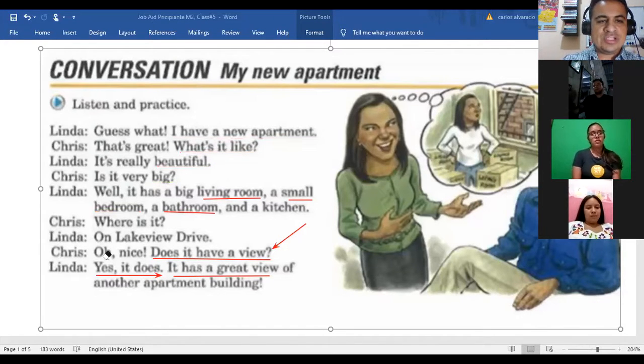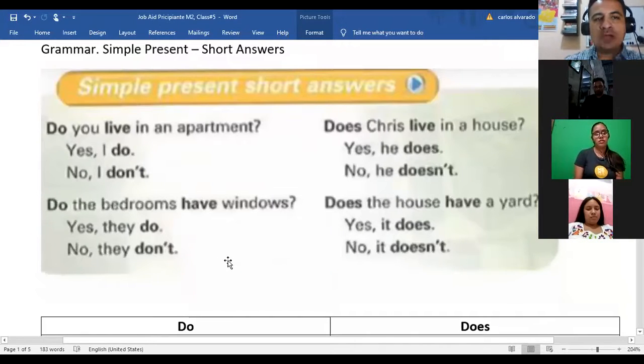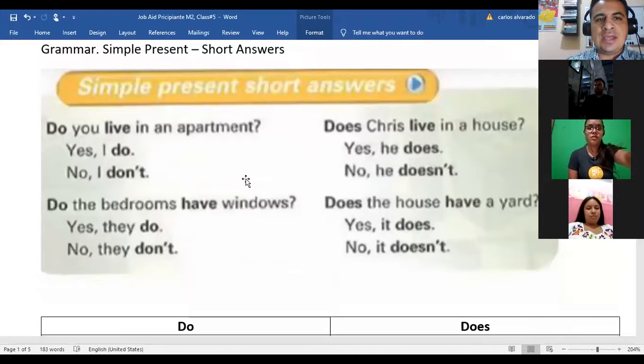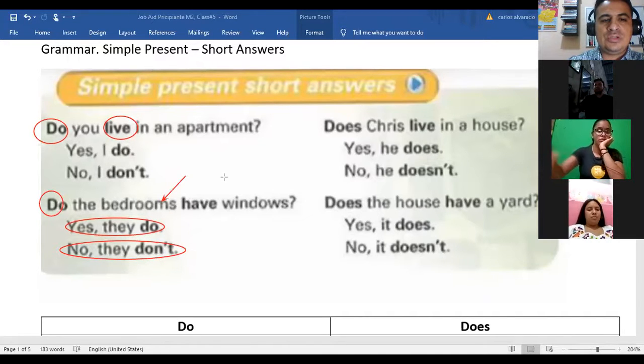Very good, so we have been studying the simple present and also vocabulary to describe my house, different sections of the house. Okay, here's a quick review. Questions with do and does. How can I answer questions with do and does? For example, do you live in an apartment? I can answer, yes, I do. Or in negative, no, I don't. Do the bedrooms have windows? Yes, they do. No, they don't, right? ¿Por qué uso they aquí? Porque bedrooms, windows, plural. So I use they.